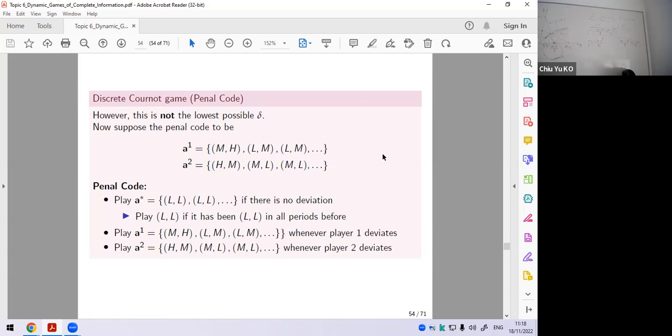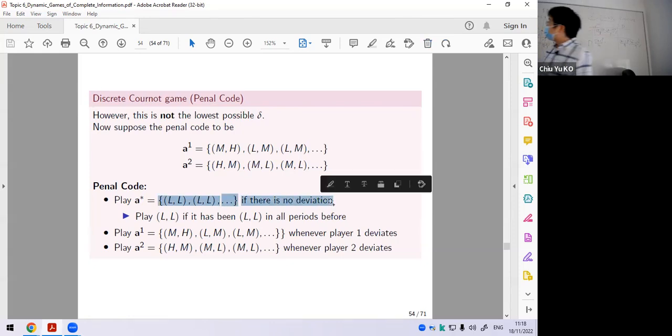So what does that mean? It is the following. We will go to LL forever, right? If LL before, you play LL, so there's no change. The only difference is the punishment. You have player-specific punishment. If player 1 deviates, we'll play this one. If player 2 deviates, we'll play this one. So instead of a single punishment for both, we have a punishment for each. And let's see MH and LM. What does that tell us?